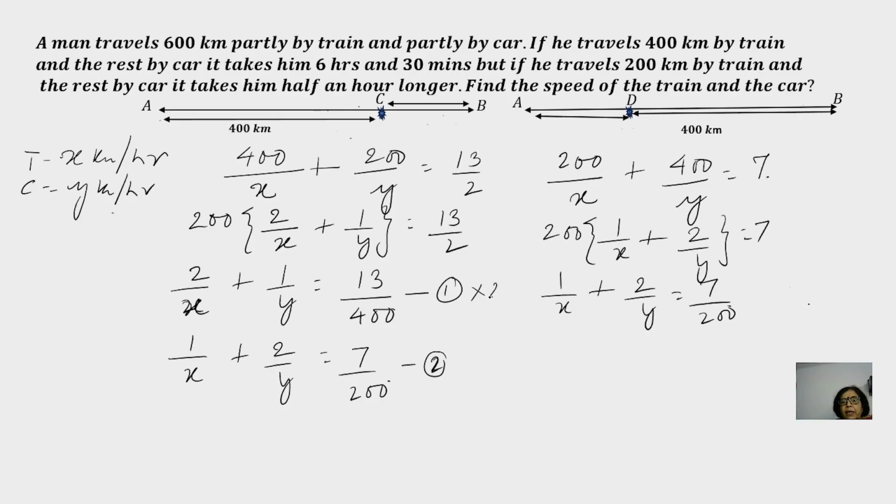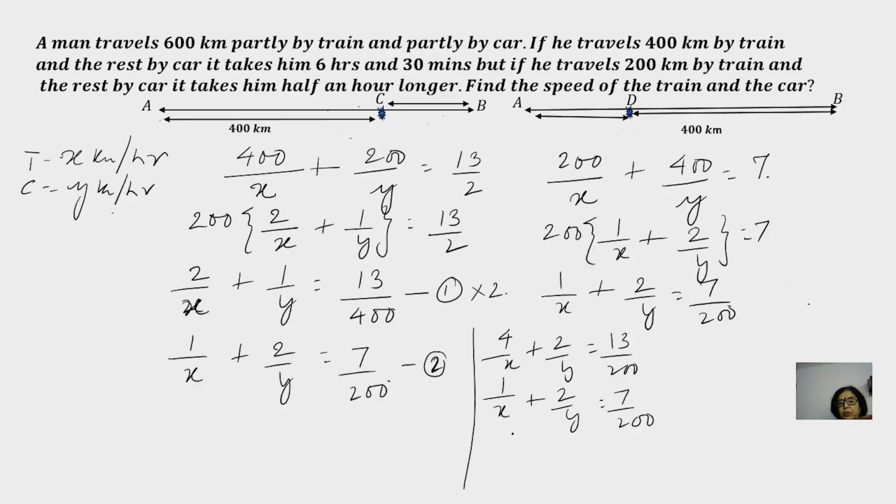If I multiply the first equation by 2, I'll get 4 by x plus 2 by y is equal to 13 by 200. And the second equation, I'll keep as it is. So this becomes 7 by 200.